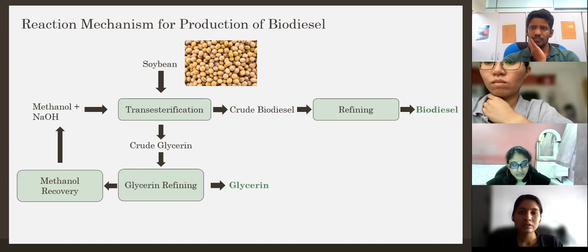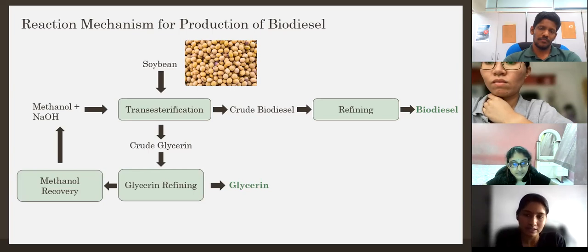Further impurities such as sodium hydroxide, plant fat and methyl ester are carried in the glycerol and may be removed to produce a higher grade of glycerol if the economics dictate. So that's all for the biodiesel part.